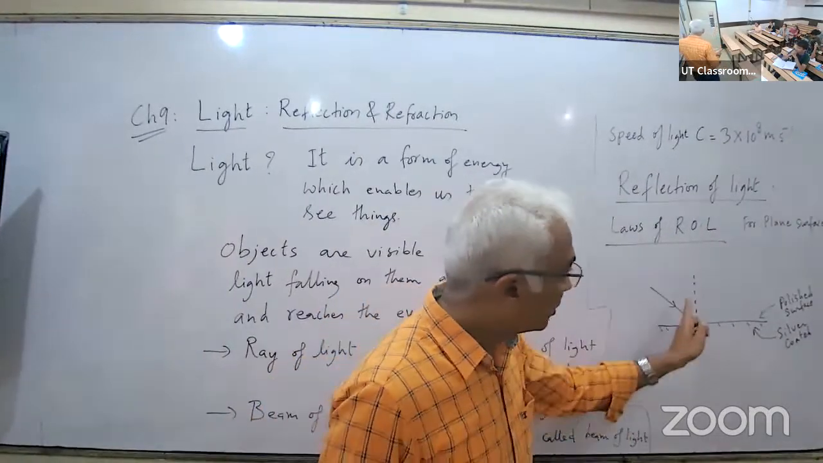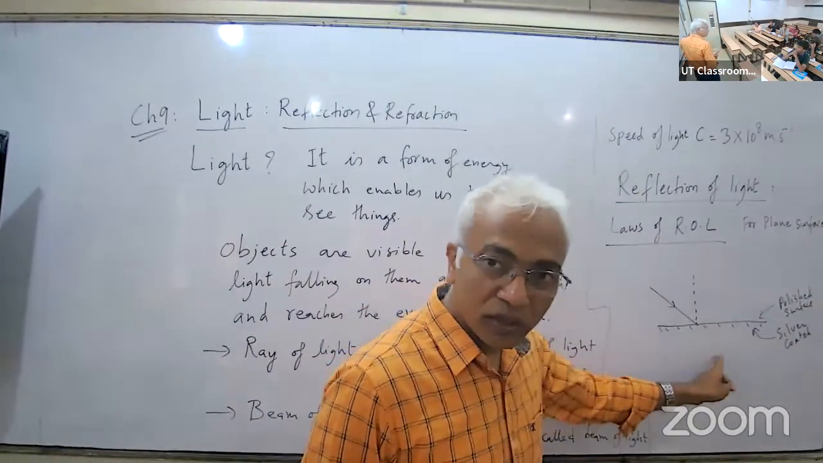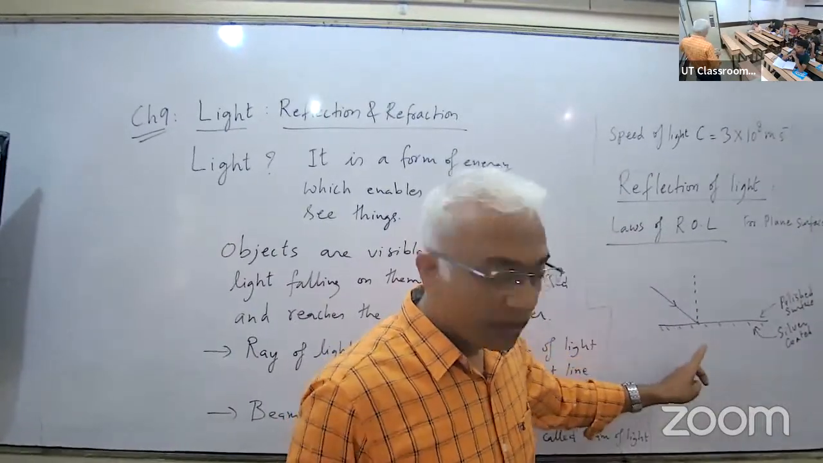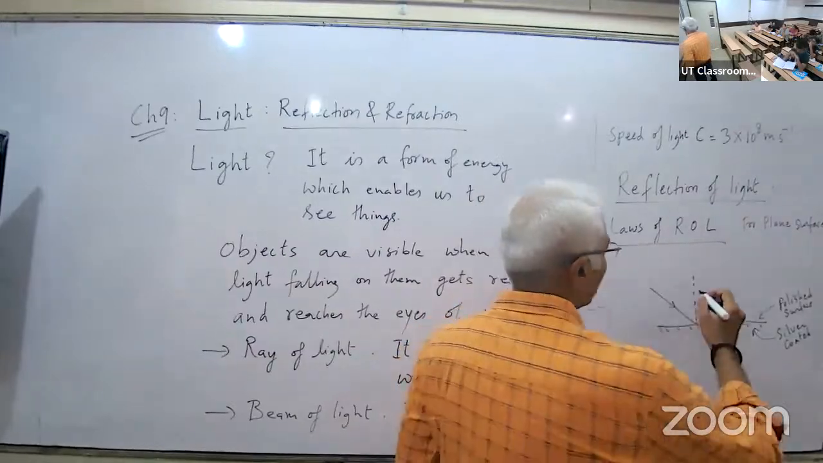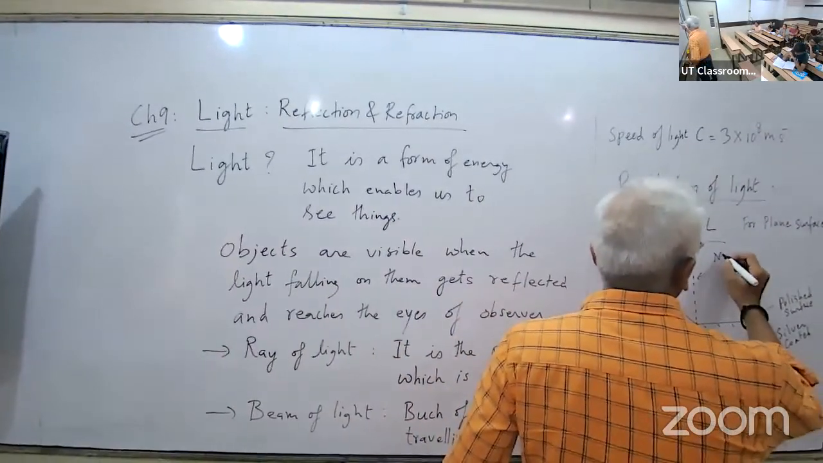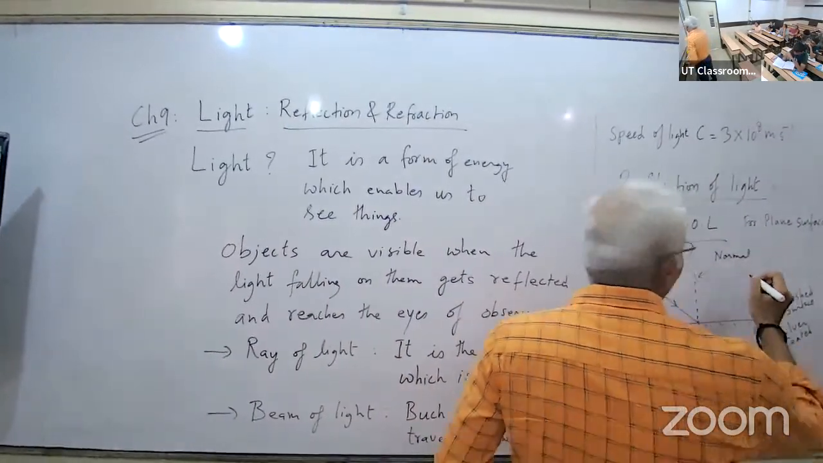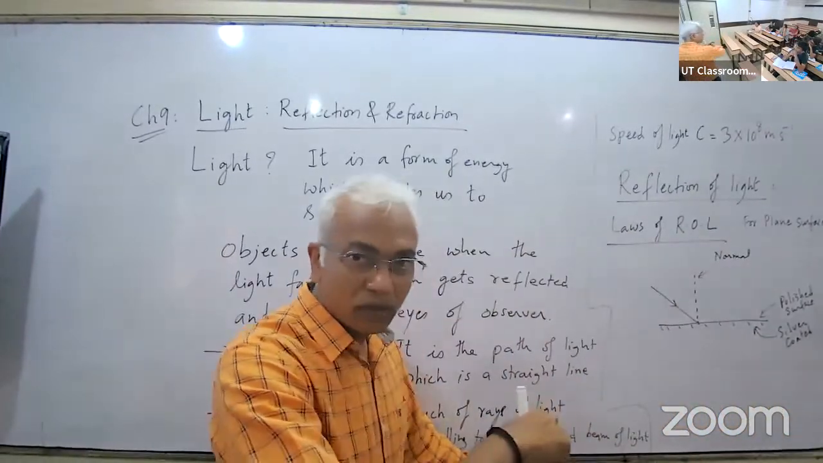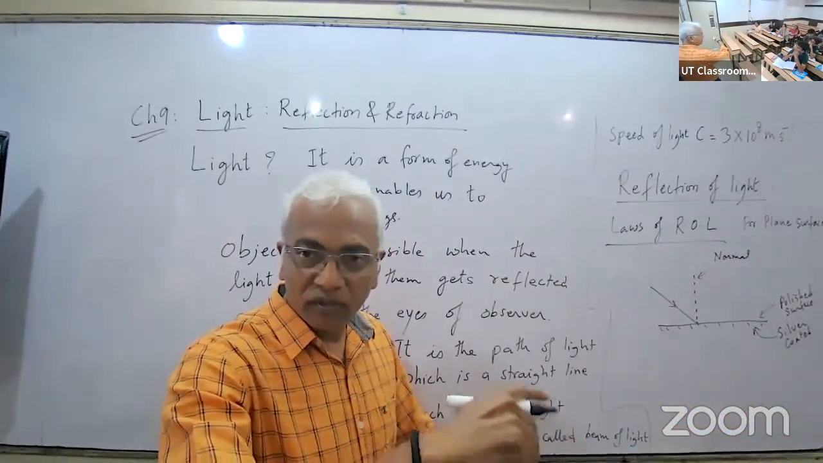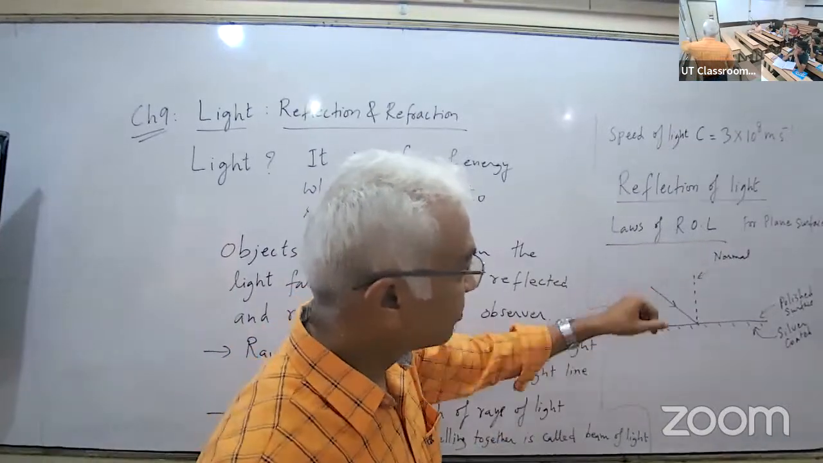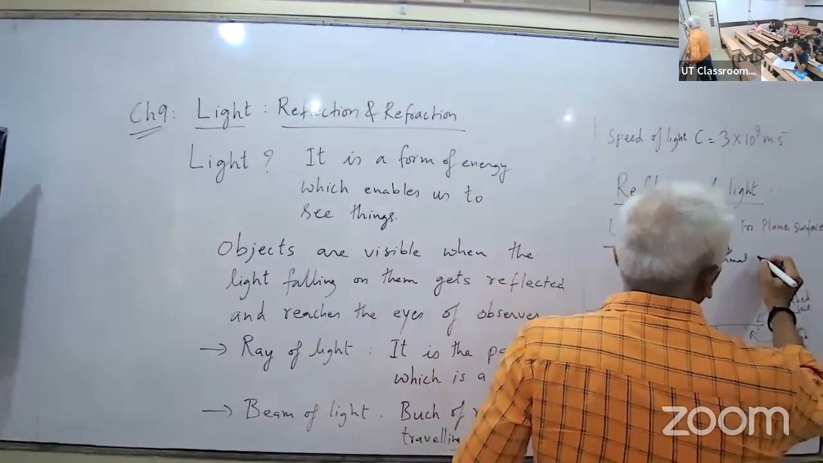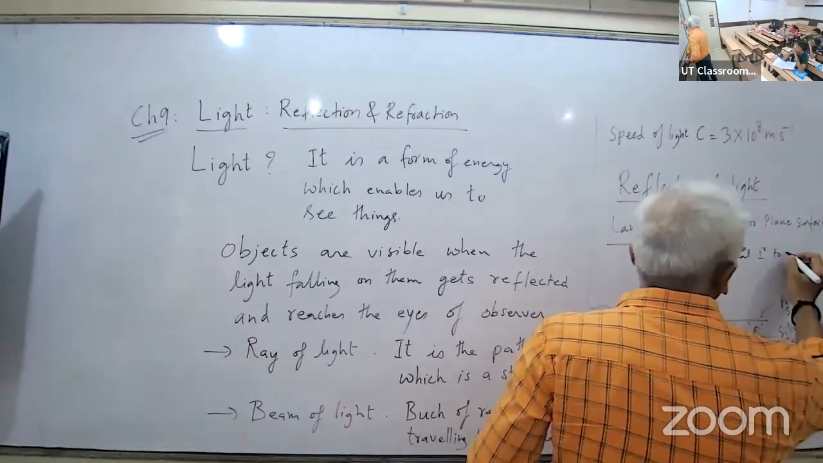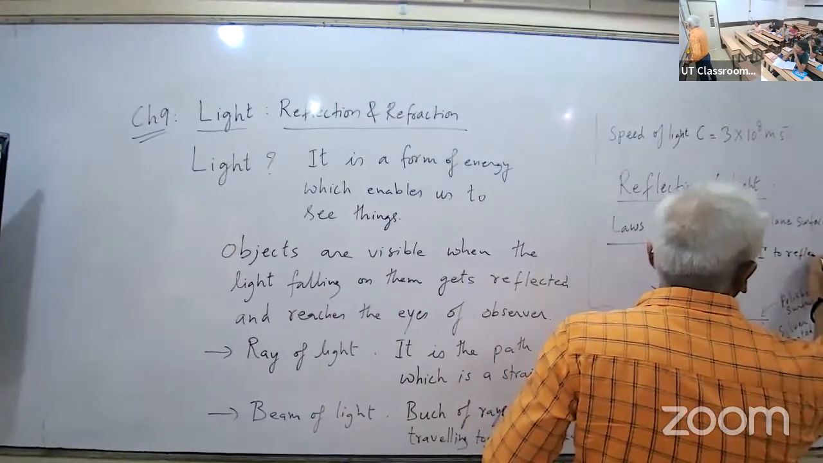Normal is the perpendicular drawn to the reflecting surface. Normal is a perpendicular drawn to the reflecting surface. So this is called normal. All these terms we are going to use in reflection of light by spherical surfaces. So that's why let us quickly revise this. Normal is a perpendicular to the reflecting surface.